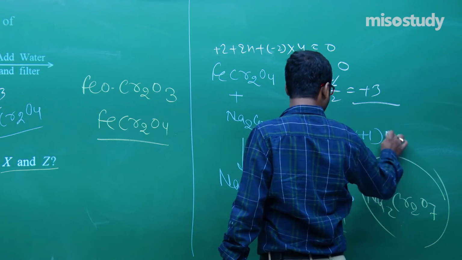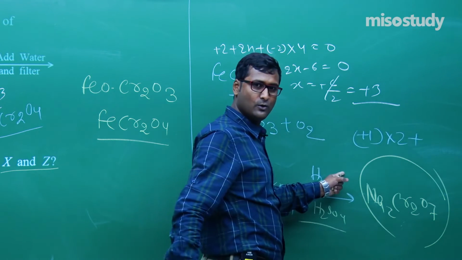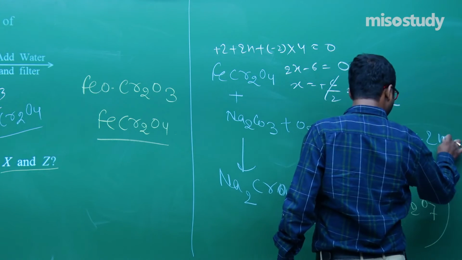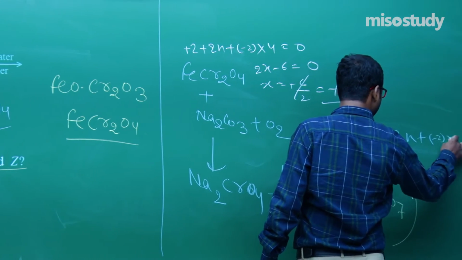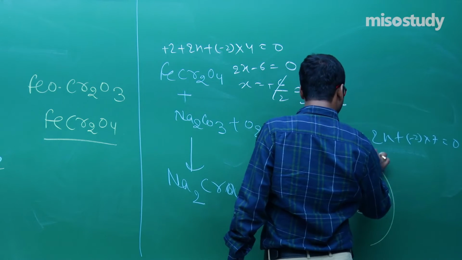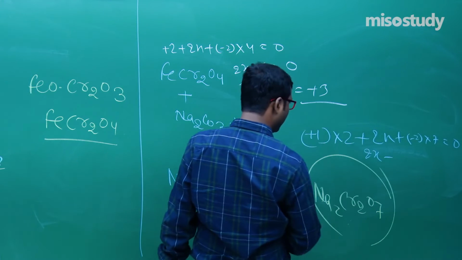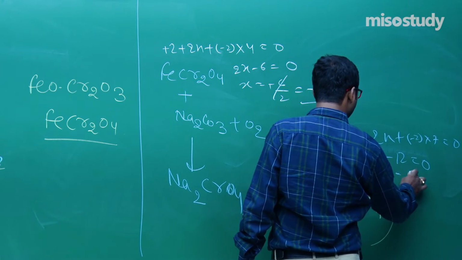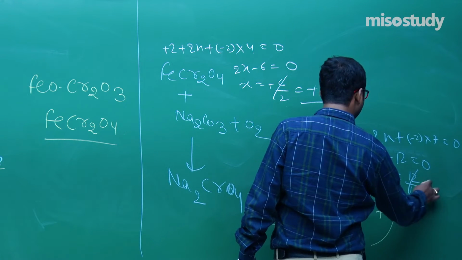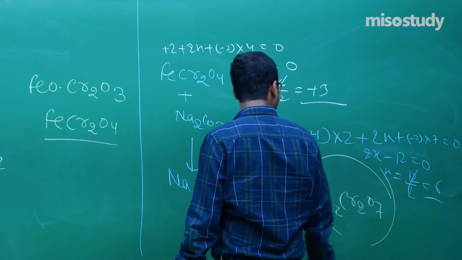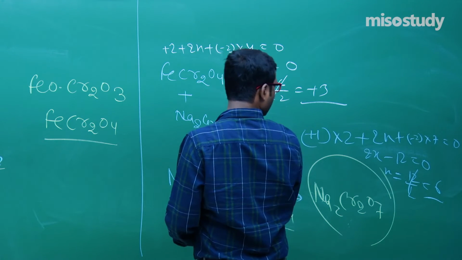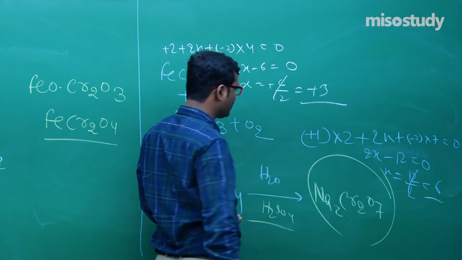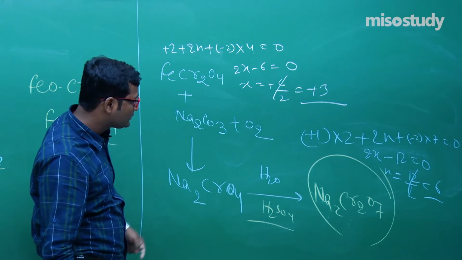Now, in Na2Cr2O7, check it out. That is +1 into 2. Is it visible to you? Now 2X, that is -2 into 7, is equal to 0. So 2X minus 12 is equal to 0. X is equal to 12 upon 2, that is equal to 6. Check it out once: Na2Cr2O7, plus 1 plus 2.